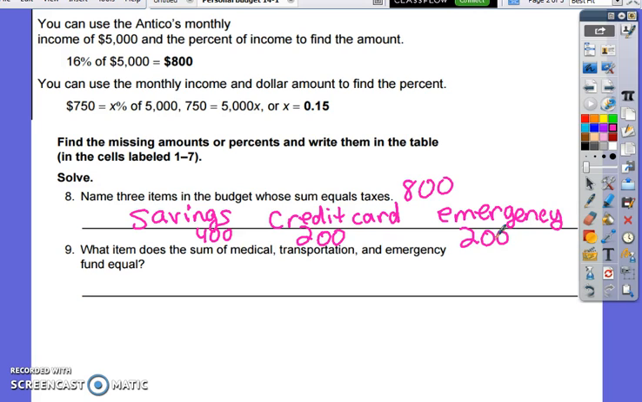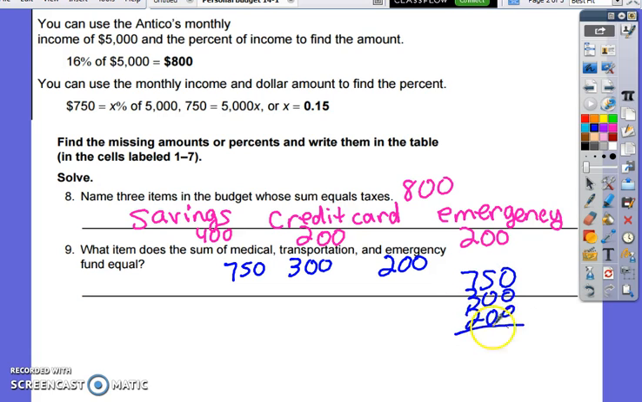What item does the sum of medical, transportation, and emergency fund equal? All right, so let's look at our medical fund. So our medical fund, looking back at our chart, was $750. Our transportation was $300. And our emergency fund was $200. So we want to add all that together. 750, 300 plus 200 is going to give me $1,250. And if we look back, that was the amount of the rent.